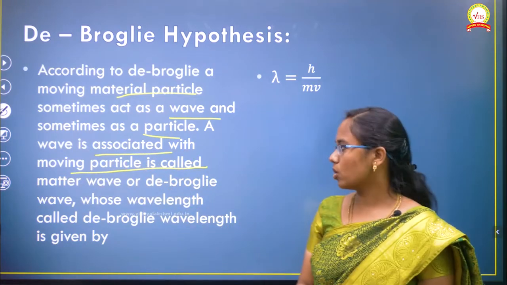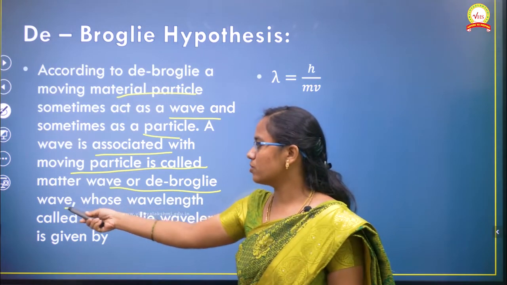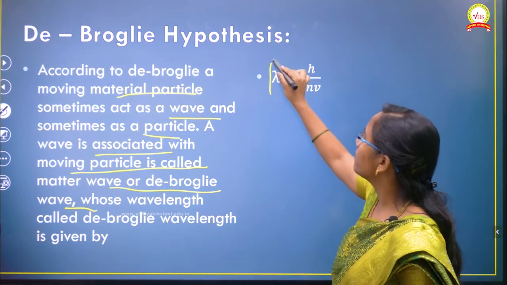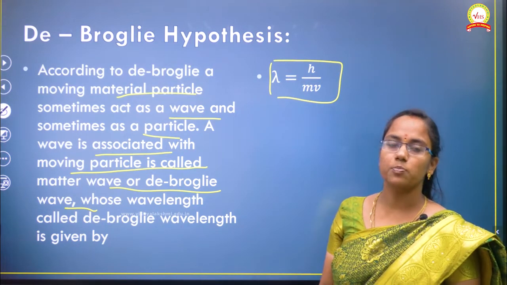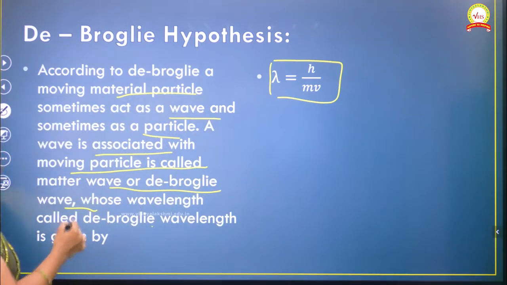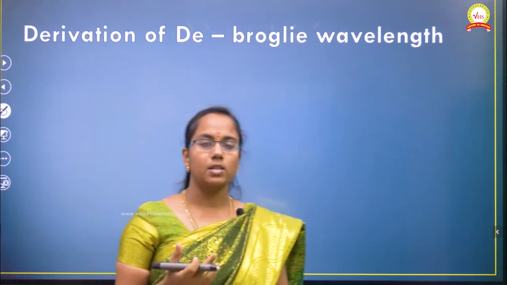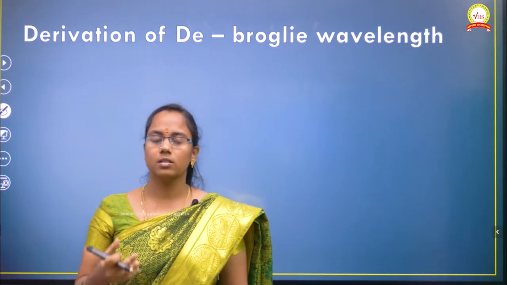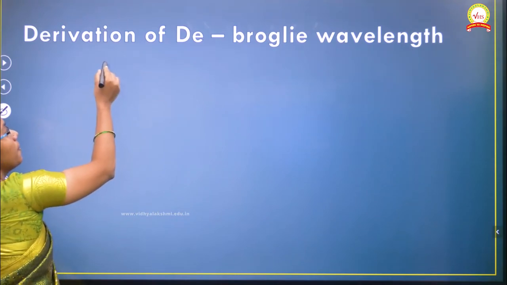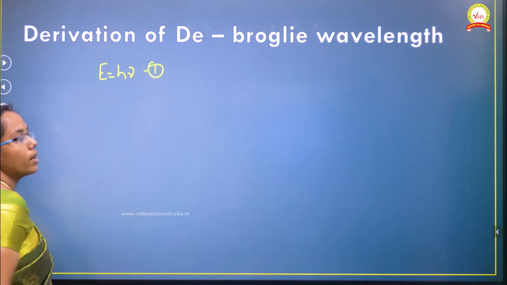For example, an electron. Those kinds of waves are called matter waves or de Broglie's waves, whose wavelength is known as de Broglie's wavelength, and it is given by the relation lambda is equal to h by mv. How we are getting that relation, we are going to see now. According to Planck's quantum theory, or the particle nature of light, we can tell E is equal to h nu. Let this be equation number 1.